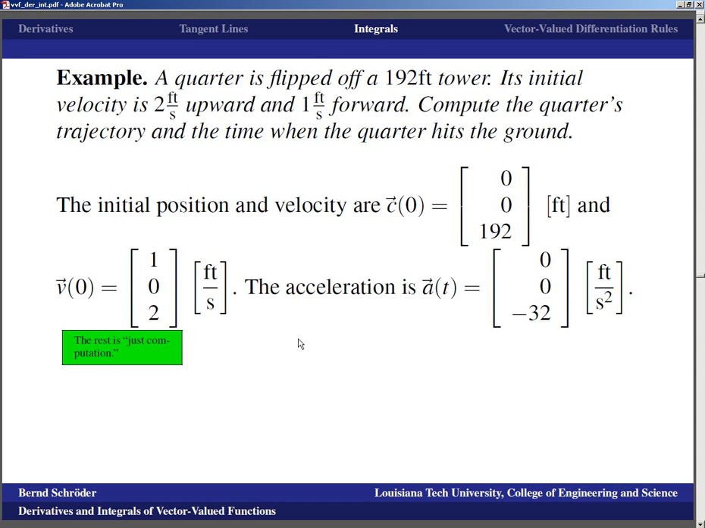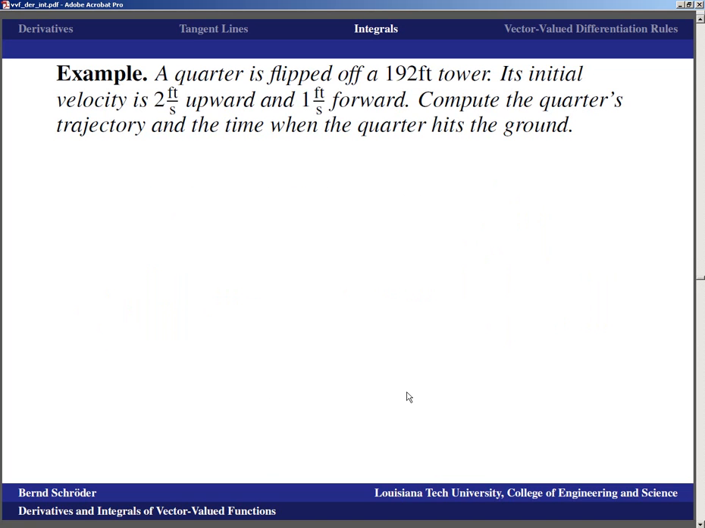Here's our old friend, that green box that I hope you will ultimately see with relief, because even though the computation may take some time, we know what to do from here on out. We need to integrate the acceleration to get the velocity, and then integrate the velocity to get the position function, and that position function is the trajectory. So how do we do that?